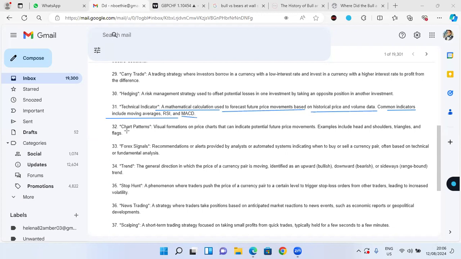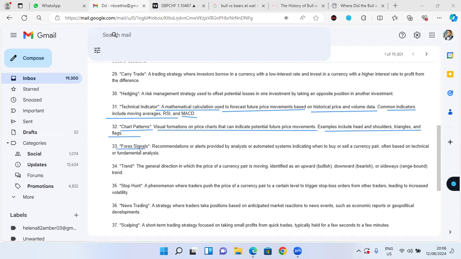Then we'll move to chart patterns. These are visual formations on price charts that can indicate potential future price movement. It also indicates reversal sometimes. Example, we have head and shoulders, triangle formations, flag patterns. We'll look at those things soon.